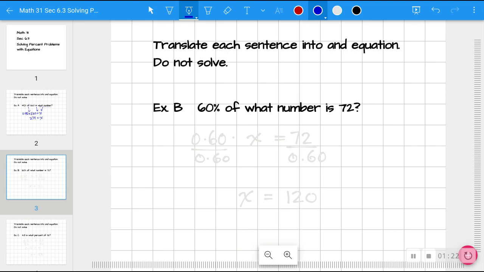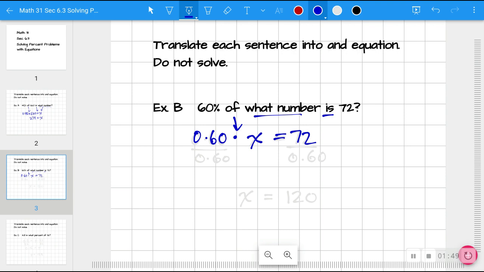60%, you move your decimal 2 places to the left. The other way to do that is to treat this percent sign as a command, divide by 100. So just say 60 divided by 100 on your calculator, and you'll get 0.60. Translate the of as a multiplication. I'll do a center dot this time. And the what number, that's X. Then we have the is, and that's your equal sign, and the 72.